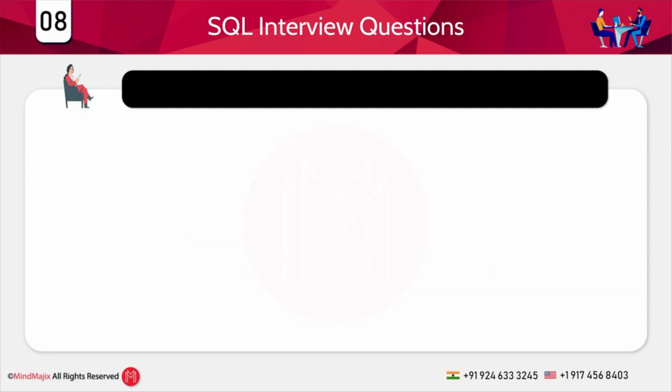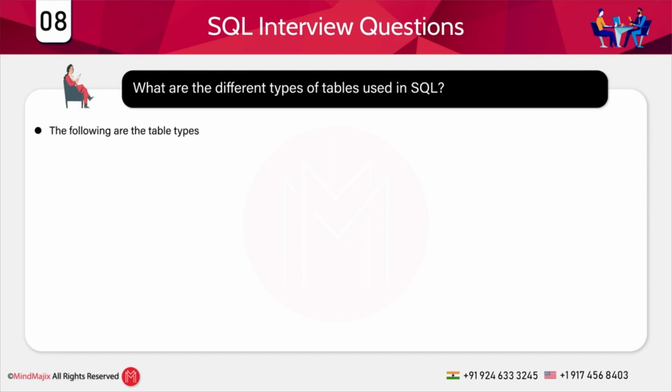Let's move on to the next question. So what are the different types of tables used in SQL? This is a very simple question, and as you can see on the screen, these are the various types of tables which are used in SQL: partition table, temporary tables, system tables, and white tables.